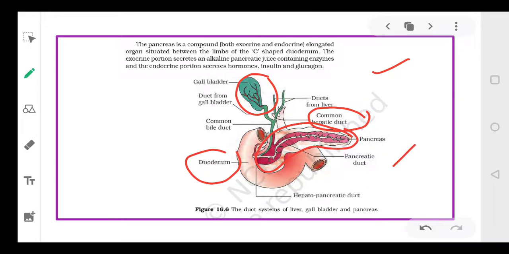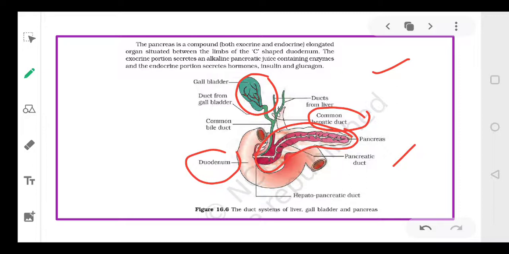Now coming to the pancreas, the leaf-like structure. The pancreas is basically a compound gland. It has both exocrine and endocrine parts. It also produces certain hormones, so it is both exocrine and endocrine.